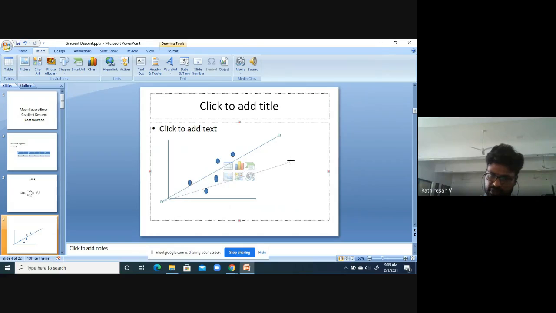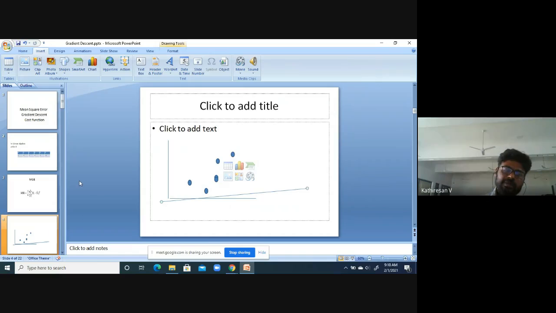But in order to give the instruction to the machine, to the computer, we have to do it in a perfect way. So this line should start from here, this line should start from here. So first I am drawing a line here, and I am calculating MSE, mean square error.